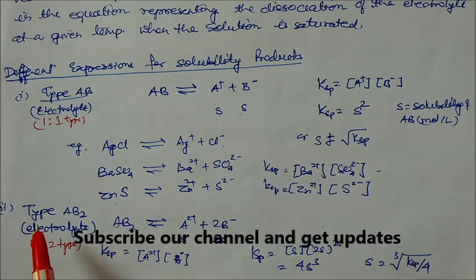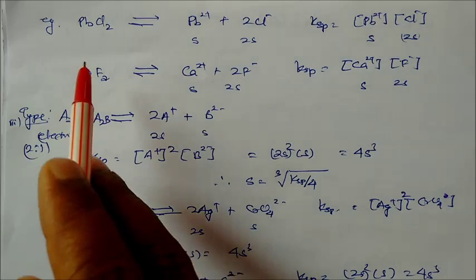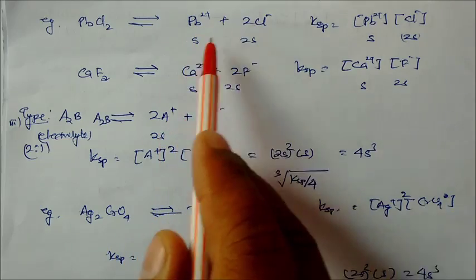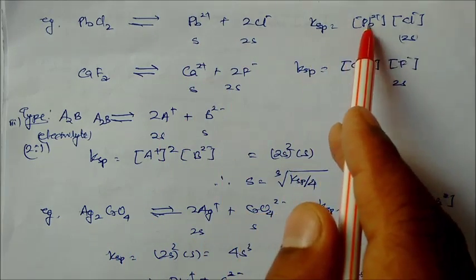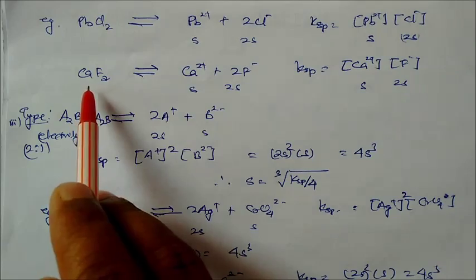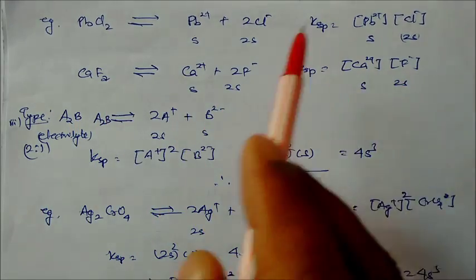Let us take another type, AB2. This is an electrolyte of 1:2 type. AB2 gives A, which is S, and B, which is 2S. So Ksp will be S into (2S) whole square, so this will be 4S cubed. So solubility equals the cube root of Ksp by 4. Similarly for calcium fluoride, S and 2S, same thing.